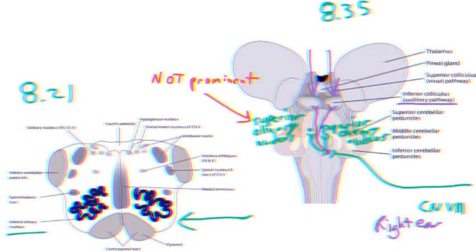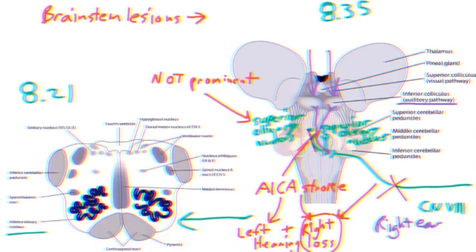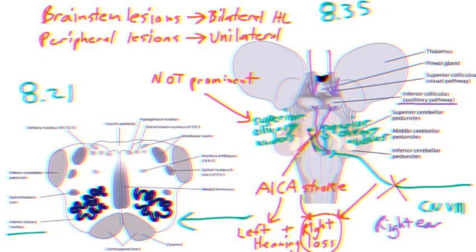Therefore, if you damage the auditory pathway within the brainstem, for example with a stroke, and just on the left side, you will get left-sided hearing loss and right-sided hearing loss. Whereas if you cause damage to just the cranial nerve, for example on this right side, you will only get right-sided hearing loss. So brainstem lesions on either side will cause bilateral hearing loss, but peripheral lesions, just damaging the cranial nerve, will cause unilateral hearing loss.